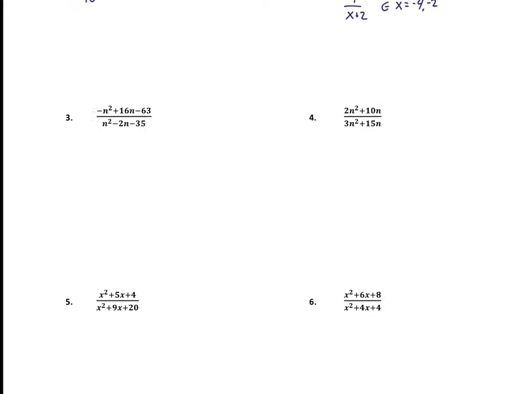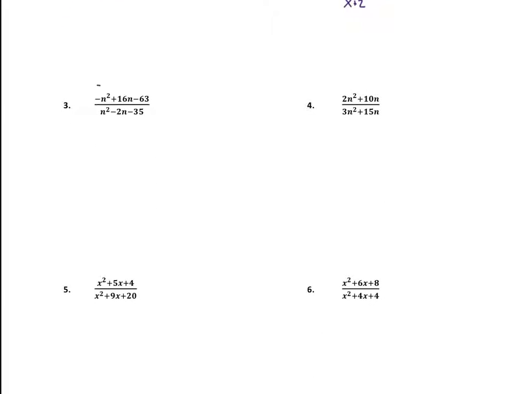Number 3, first thing we're going to do is factor out negative 1. That gives us negative 1 times n squared minus 16n plus 63. Now we're going to factor that out. N minus 9 times n minus 7. And then on the bottom, n minus 7 times n plus 5. The n minus 7's cancel out, so we're left with negative 1 times n minus 9 over n plus 5.